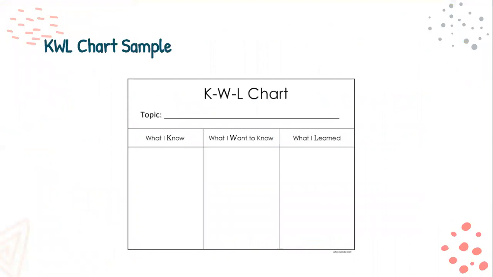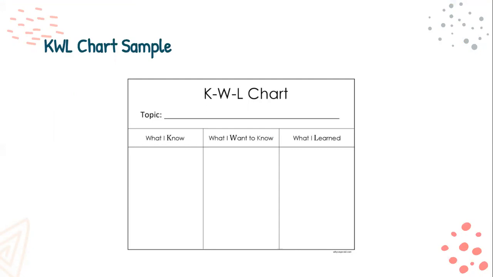Okay, this is a KWL chart sample. As you can see, the first column is what I know, the K section. In this section, the teacher will brainstorm with the class and record what the students already know about the topic. This is when the teacher activates English learner prior knowledge.